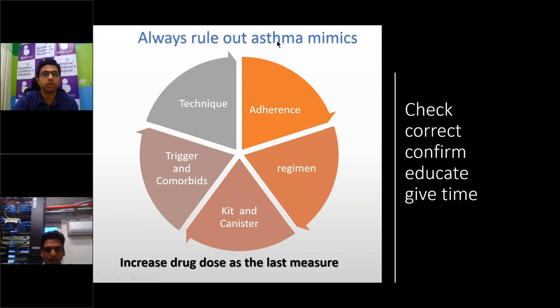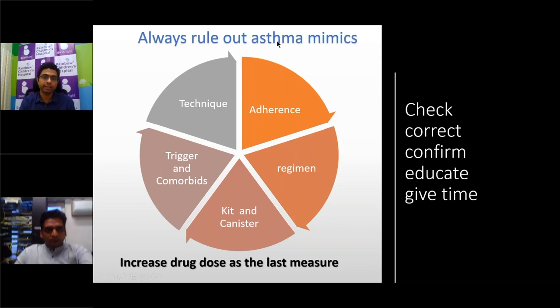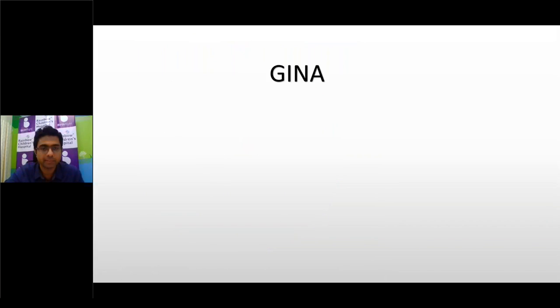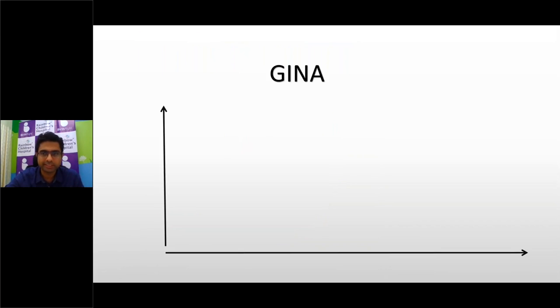So, and always rule out asthma mimics. How to find out an asthma mimic is, I'll tell you in the subsequent slide. So now, what are GINA's current recommendations? How does GINA classify? The current GINA recommendations are: there is controller therapy and reliever therapy.